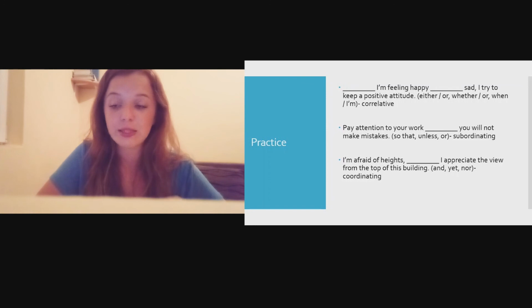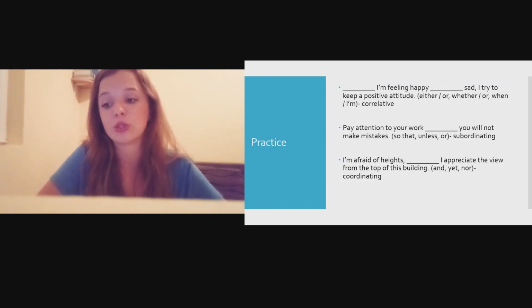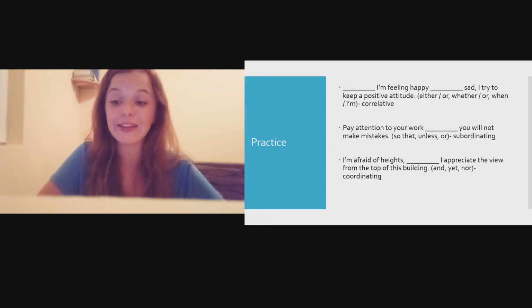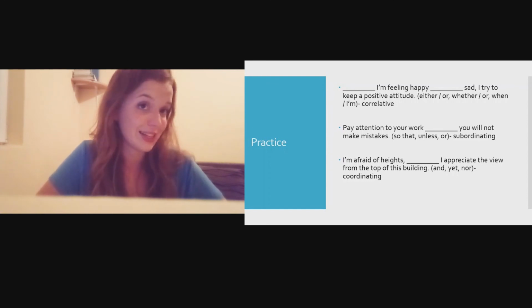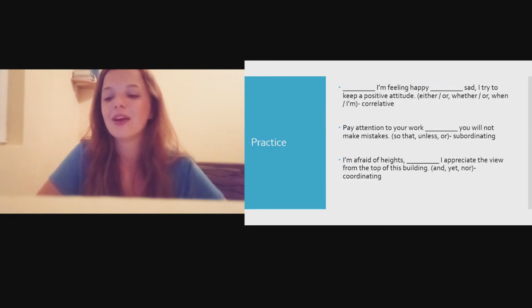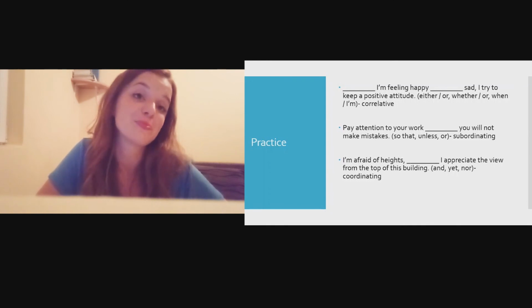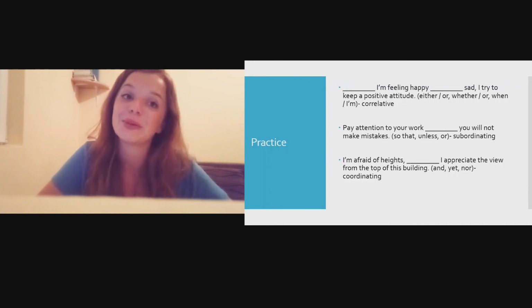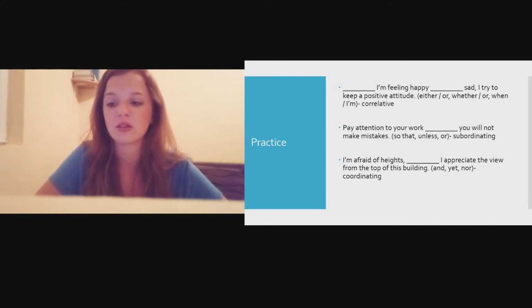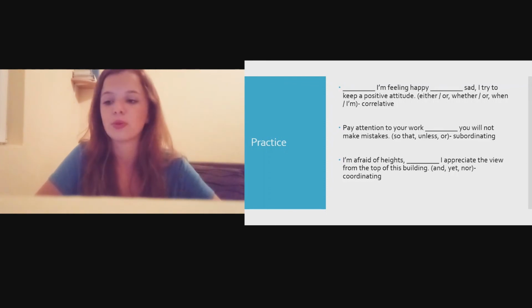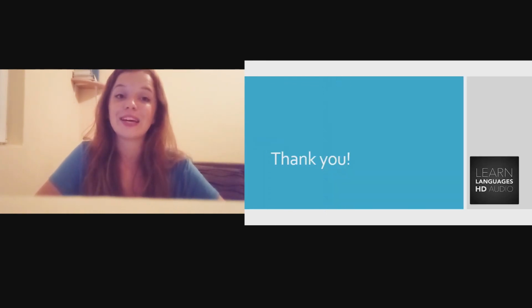I'm afraid of heights, blank. I appreciate the view from the top of this building. So and, yet, nor, another coordinating conjunction. And which one are you going to use? I'm afraid of heights, yet I appreciate the view from the top of this building. So even though I'm afraid of heights, I appreciate the view from the top of this building.